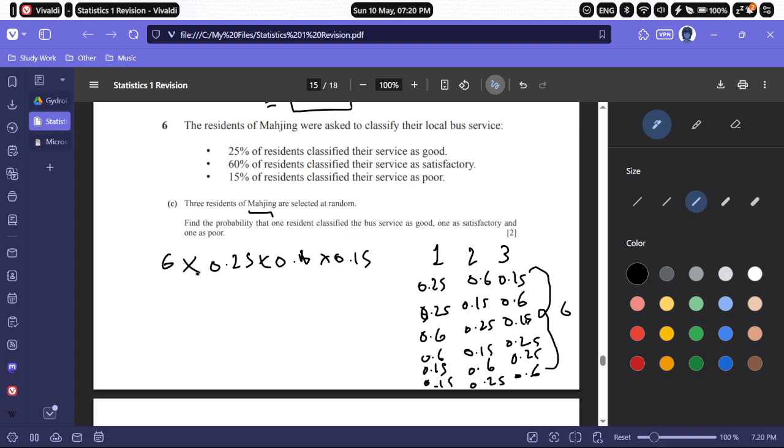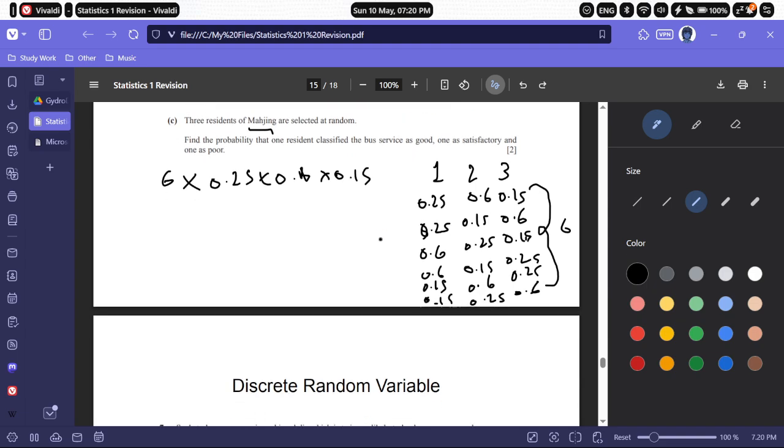Or you can also think of it as 3 factorial, although I think listing all the different cases in which the residents can classify the bus service would be better. In a way, you're just rearranging, right? But then think about all the different ways in which the residents can classify it. If you can see, these are all your cases. So that's why I feel if you did 3 factorial, that would be right as well. Although I just think that's a bit risky.